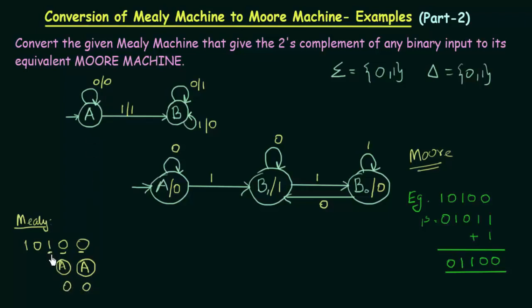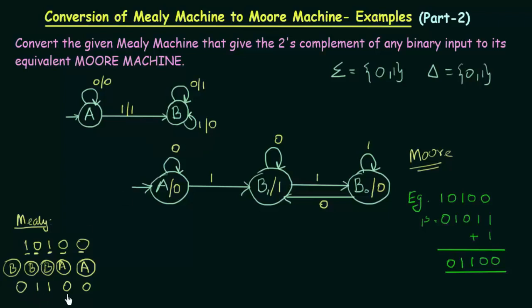Now we are in state A and get the next input, that is 1. A on getting input 1 goes to B, and the output it produces is 1. The next input we get is 0, and we are in state B. In state B, when you get 0, it goes to B itself and produces the output 1. Now we are in state B and get the input 1, and it goes to B itself and produces output 0.